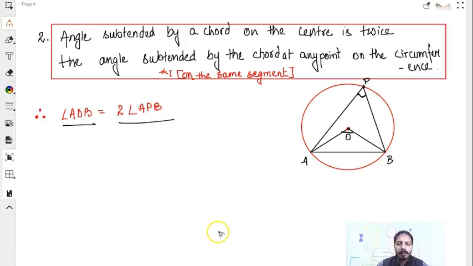APB, right? Now someone might think, what if I take P here? What if I take P here?